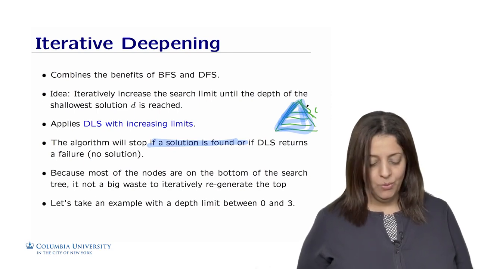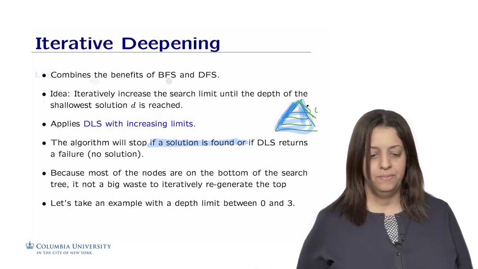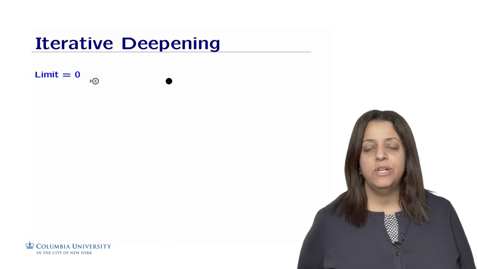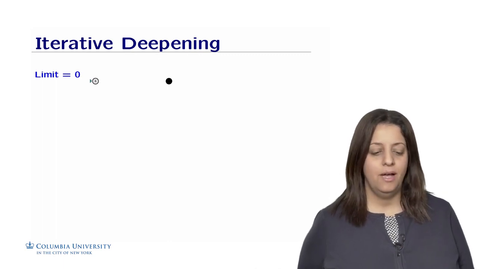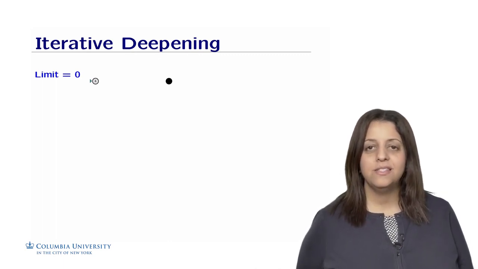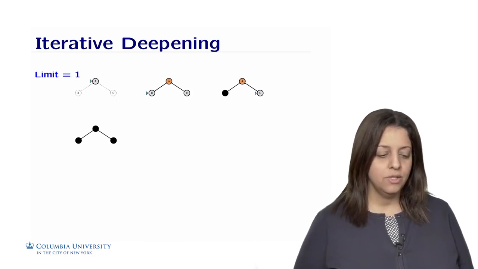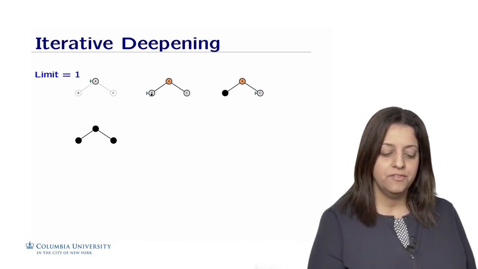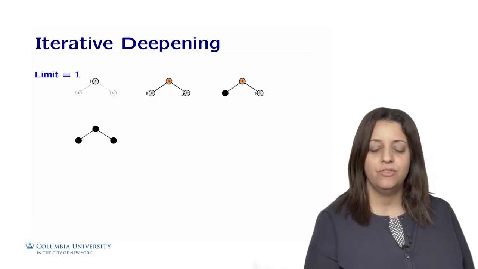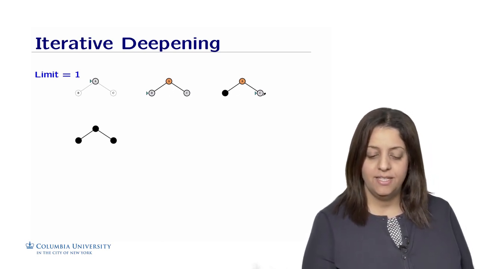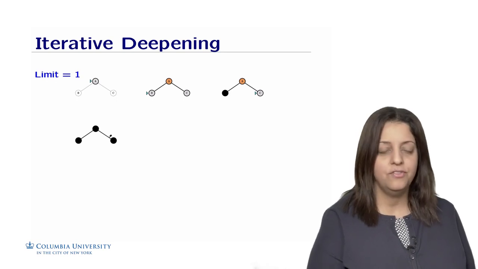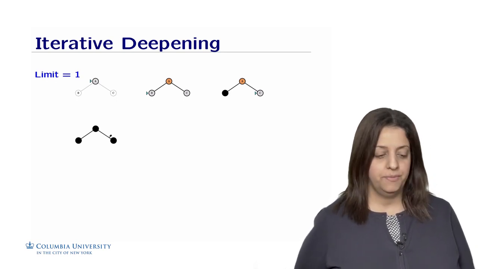So let's take an example with the depth limit between 0 and 3. For limit 0, we are simply exploring the root node. So it's going to be simple. Limit 0 is just staying at the root. For limit 1, we're going to do a DFS until limit 1. So we're going to start with the node A. We explore it first, so we put B and C in the fringe. We explore B first and then C. And then after that, every node in the tree is explored.